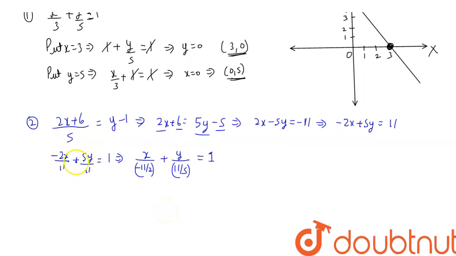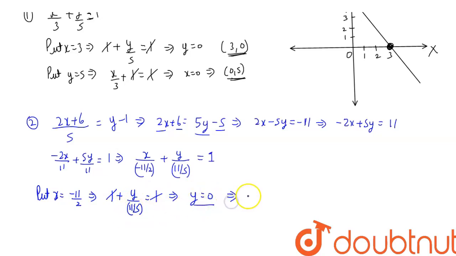Now we are going to put x is equals to minus 11 by 2 in this equation. If we do that, then here we get the minus 11 by 2 upon the minus 11 by 2, that is 1. So here we get the 1 plus the y whole divided by the 11 by 5, and that is equals to 1. So this one and this one goes off, and from there we get the value of y is equals to 0 into 11 by 5, that is 0. So here we have got the coordinates as the minus 11 by 2 comma 0 like this.